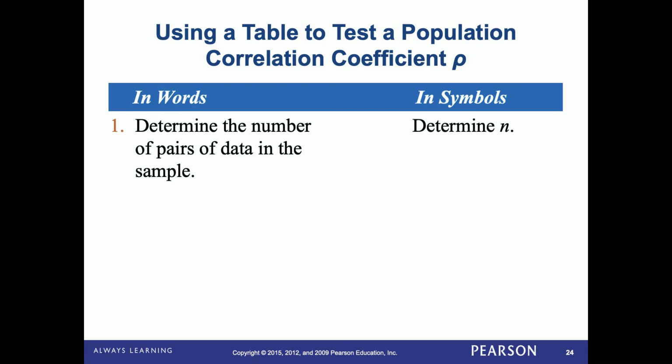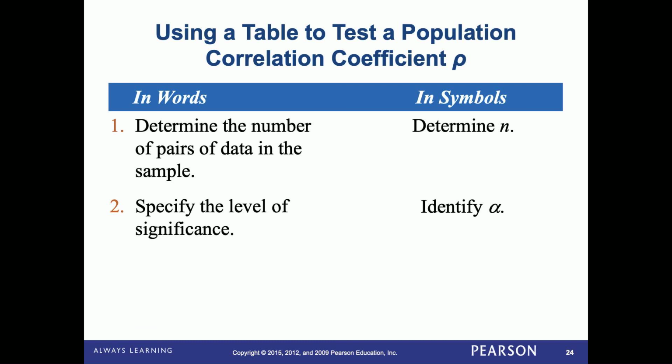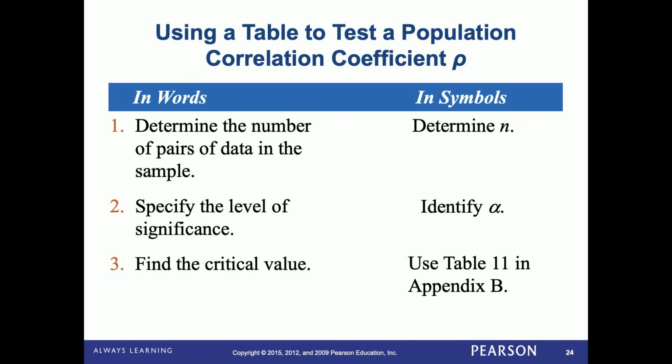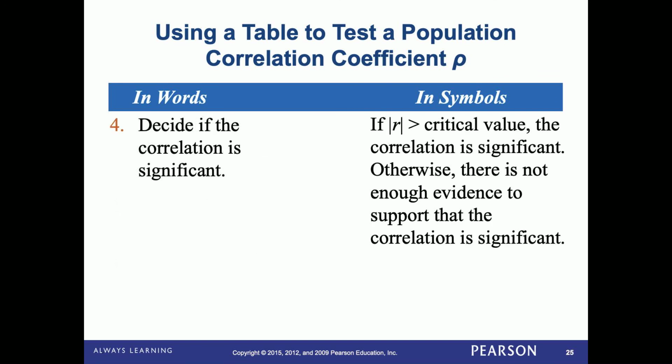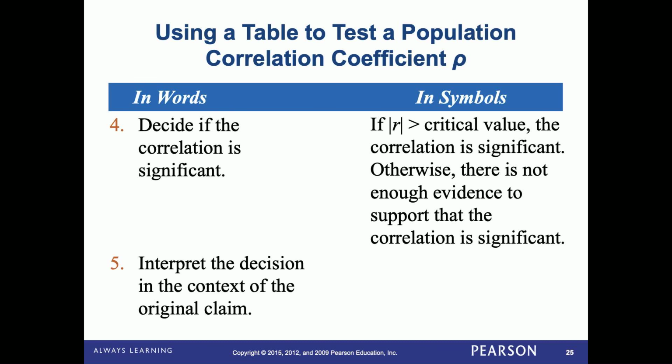All right, so here are the steps. Determine n. Determine whether you're going to use 0.05 or 0.01. Look up the information in Table 11 in Appendix B. Compare the absolute value of r to determine whether it's greater. If it's greater, then it's significant. Otherwise, it's not. And then just explain it based on that information.